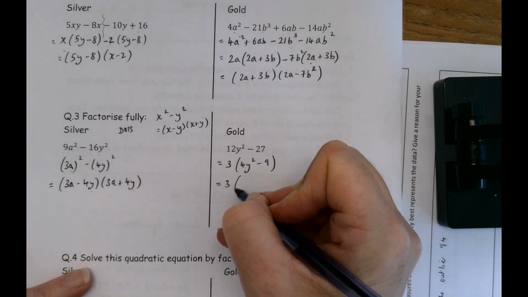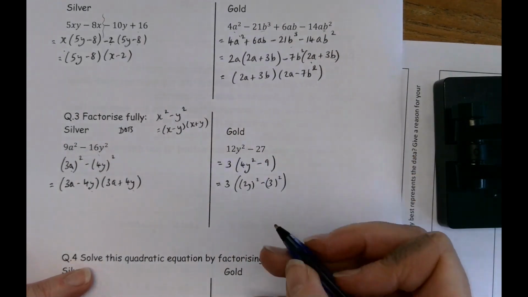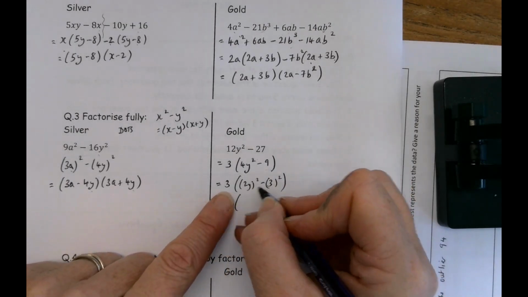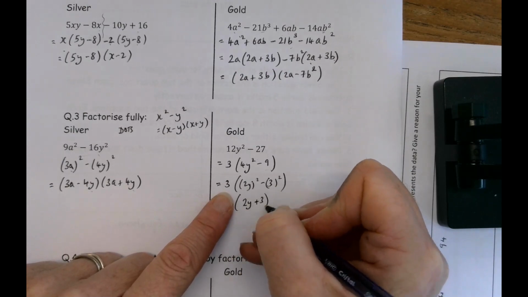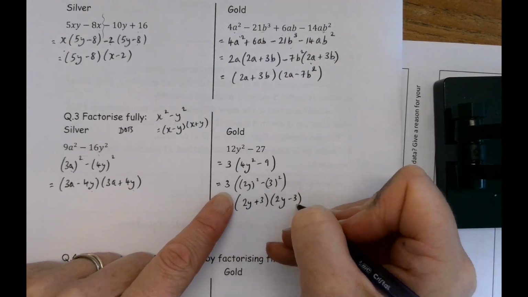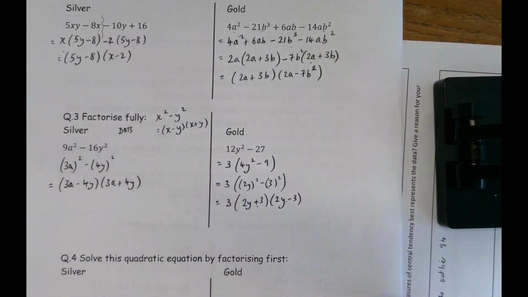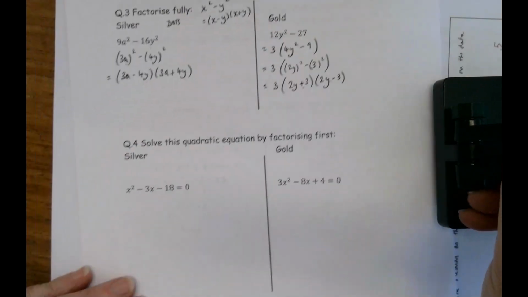There is, because it's a difference of two squares. So what I have there is actually 2y all squared minus 3 all squared. So 3, let's ignore that for the minute. Factorizing this difference of two squares, it's going to be 2y plus 3 by 2y minus 3. So these two brackets are the same apart from one's a plus and one's a minus. And that's my final answer. Okay, so that caused a lot of trouble.